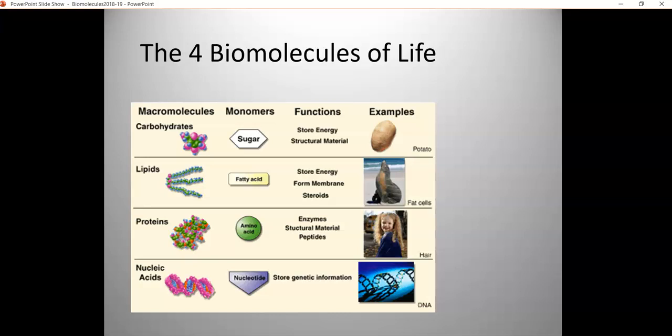So the monomer of carbohydrates is sugar or glucose, a single sugar, so a monosaccharide. The monomer of lipids or fats is a fatty acid. The monomer of proteins is an amino acid. And the monomer of nucleic acids is a nucleotide.